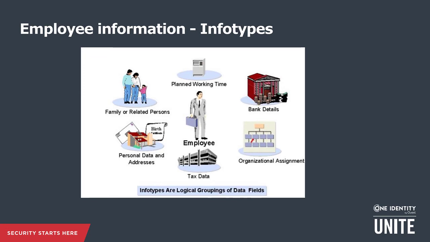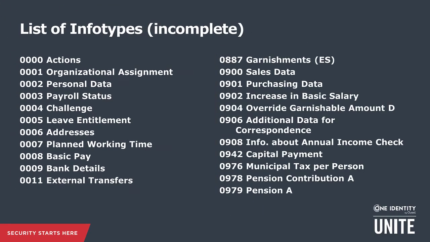For example, if an employee changes his organizational assignment or his bank account number, a new entry will be created with the new information and marked as active, and the old information is still available for reference. Here is an incomplete list of the info types.